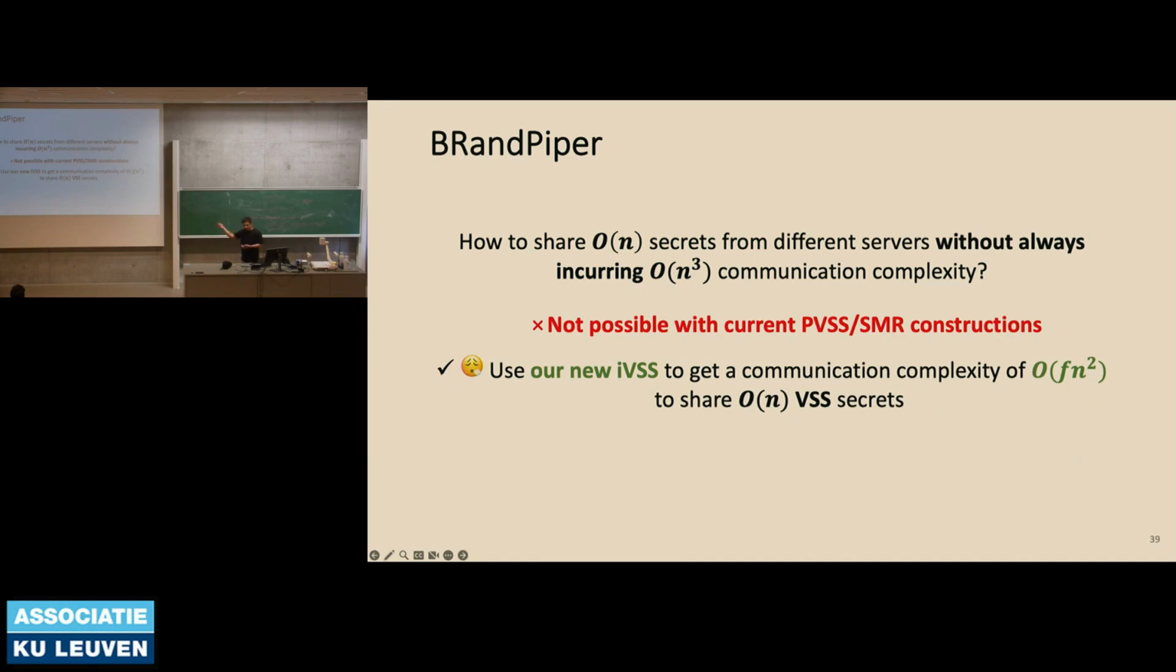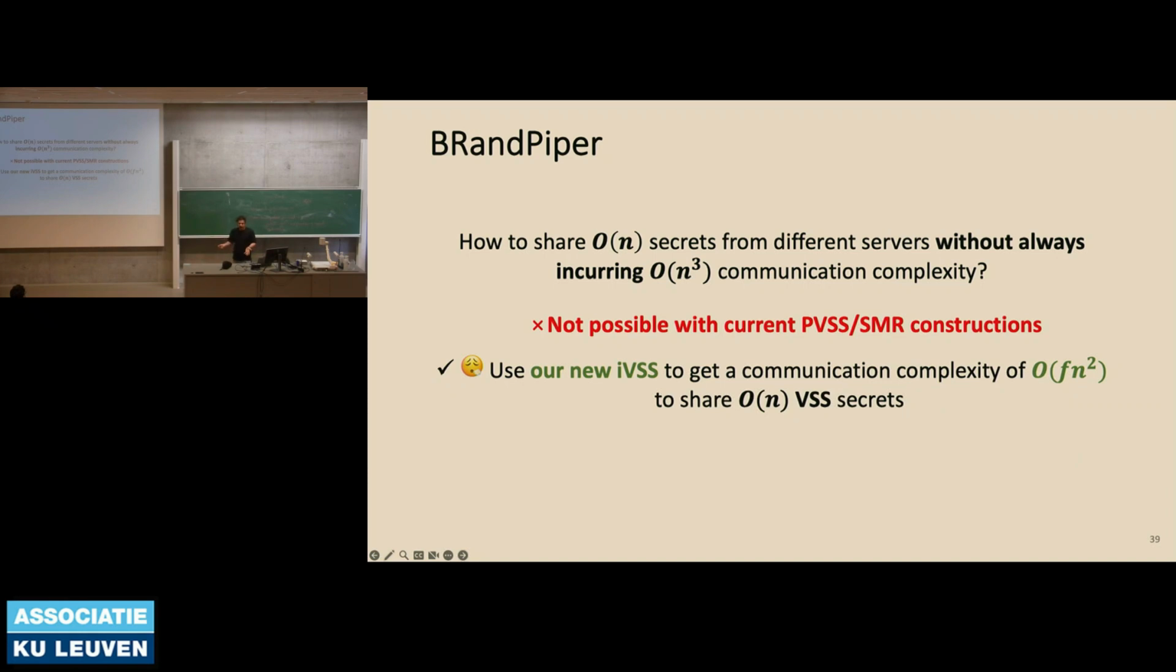So what solution do we come up with? Maybe we can have a compromise. So our compromise is we do IVSS. Again, IVSS stands for improved VSS. So we take a look at the state-of-the-art VSS. We add some improvements to it, and we get a communication complexity of Fn square.